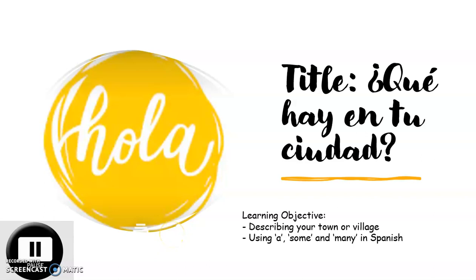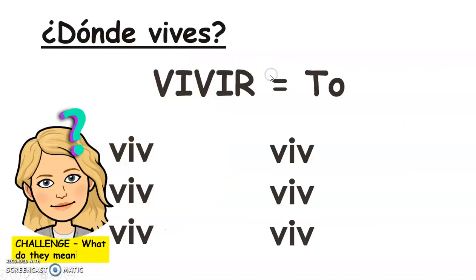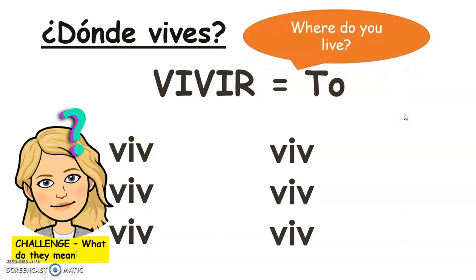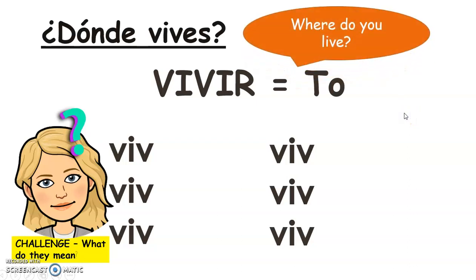Before we go into ¿Qué hay en tu ciudad? We're going to do a very small quick recap of module 4 talking about where we live. Right, first of all, ¿Dónde vives? Where do you live? We saw the conjugation of AR, ER and IR verbs, so here's the first chance you have to show off the endings and as a challenge what these endings mean.